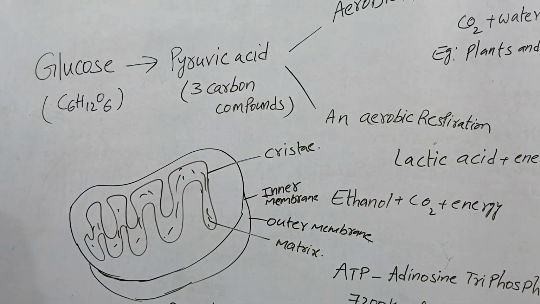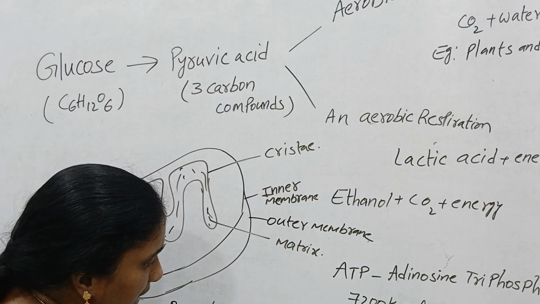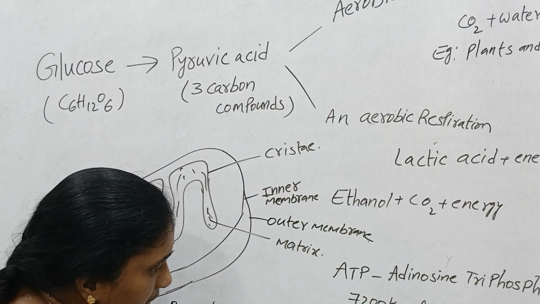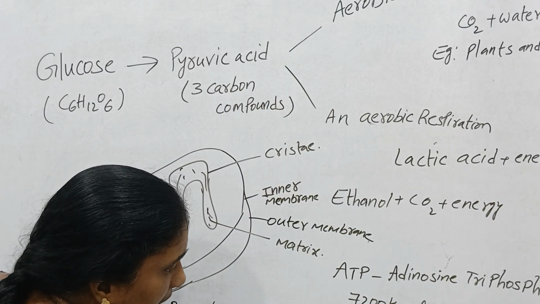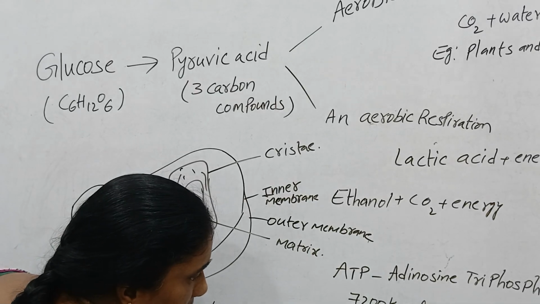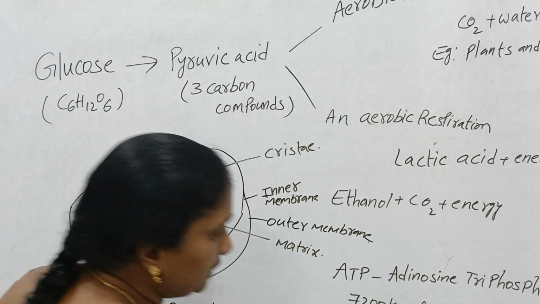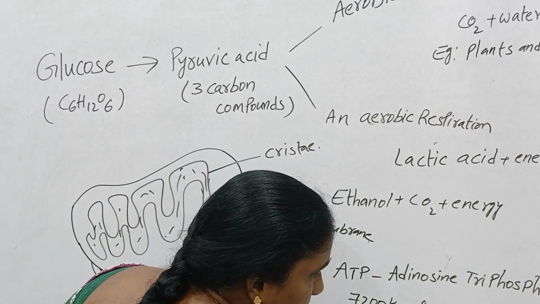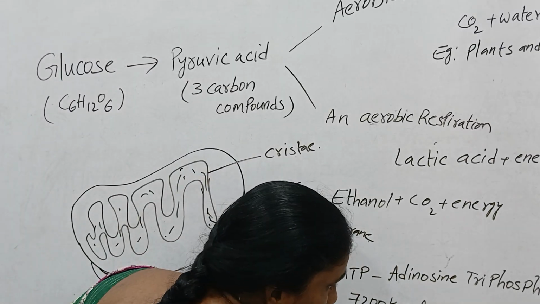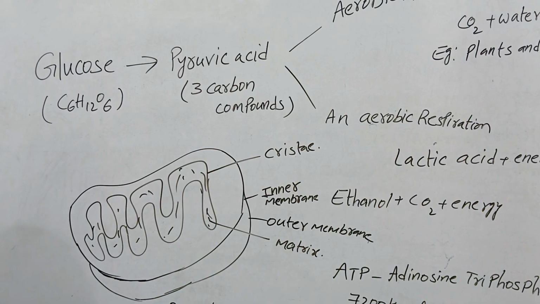Whenever cells require energy, this ATP will donate one phosphate bond. Adenosine triphosphate will donate one phosphate bond. So it converts into ADP, adenosine diphosphate. Again adenosine diphosphate combines with another phosphate bond. Again it converts into ATP. So this is a continuous process in mitochondria. So mitochondria is called the powerhouse of the cell. Okay.